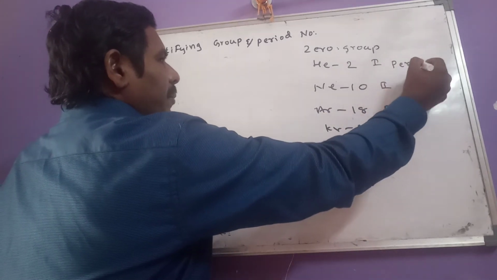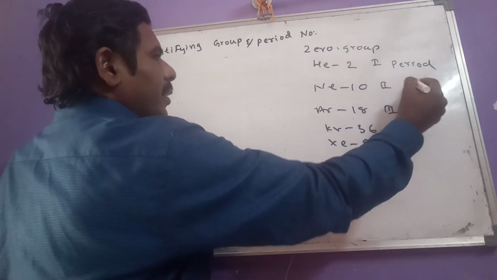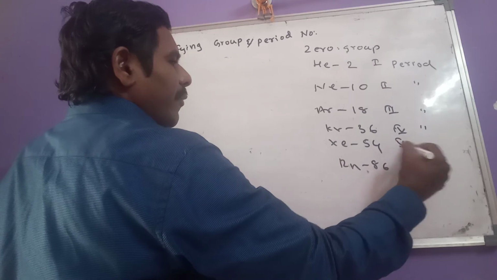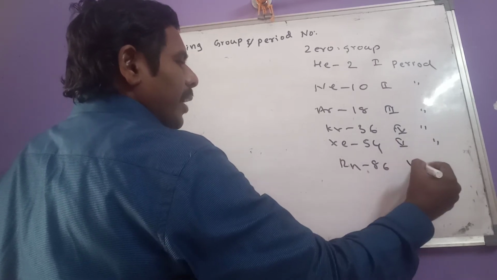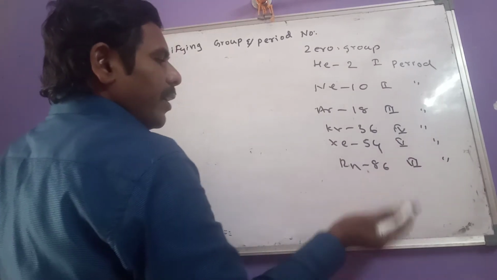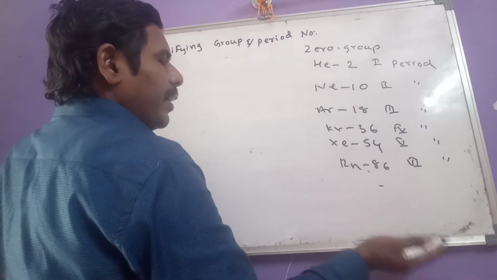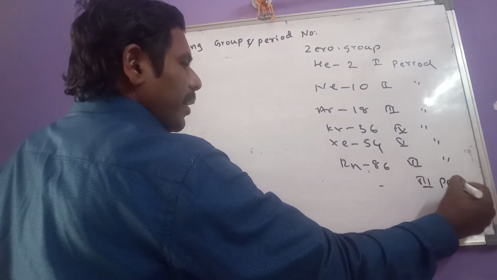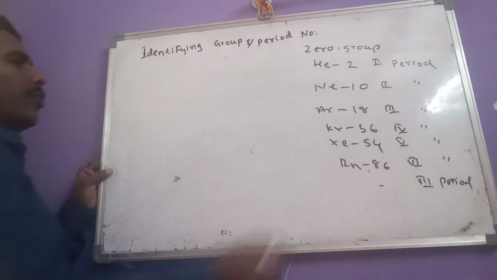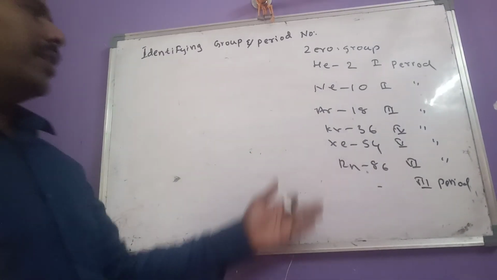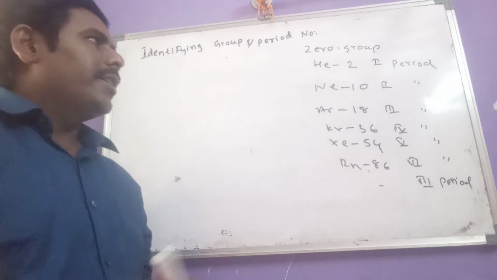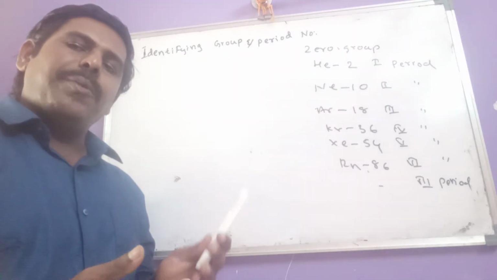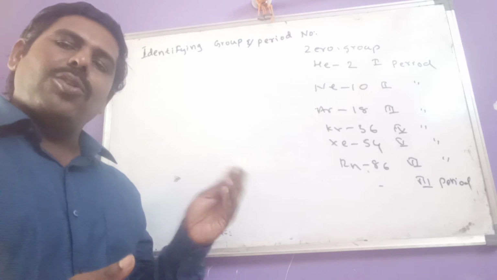These are the first period, second period, third period, and here the fourth period, fifth period, then sixth period. After radon, if any other atomic number is there, we have to go for the seventh period. So first we should know the atomic numbers of zero group elements. Based on that, we can assume the group number and period number of some unknown elements.